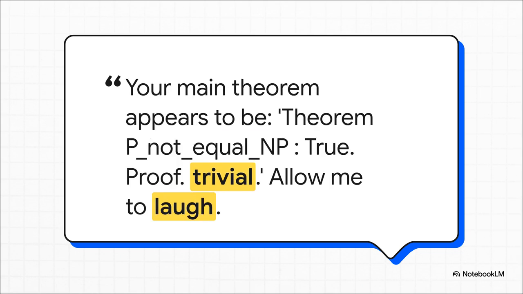And then the hammer drops. Another expert, Jean Abou Samra, actually goes into the code and finds that the core theorem basically just says, theorem, P is not equal to NP is true. The proof? Oh, it's trivial. And then he just signs off with, allow me to laugh. That is the intense, high-stakes world these folks are playing in.